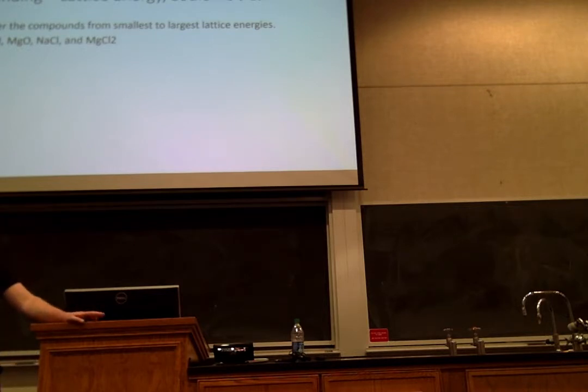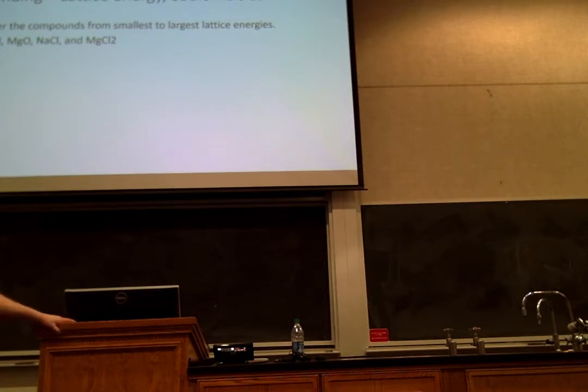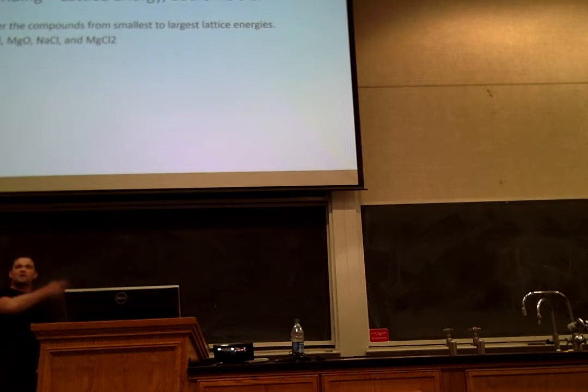Okay, so what's our charge of LiCl? +1, -1, right? What's the charge of MgO? +2, -2, NaCl. And then MgCl2? +2, -1. Because chlorine has a -1 charge. Some of you said +2, -2 because there are two chlorines. That doesn't matter because we're talking about one bond.